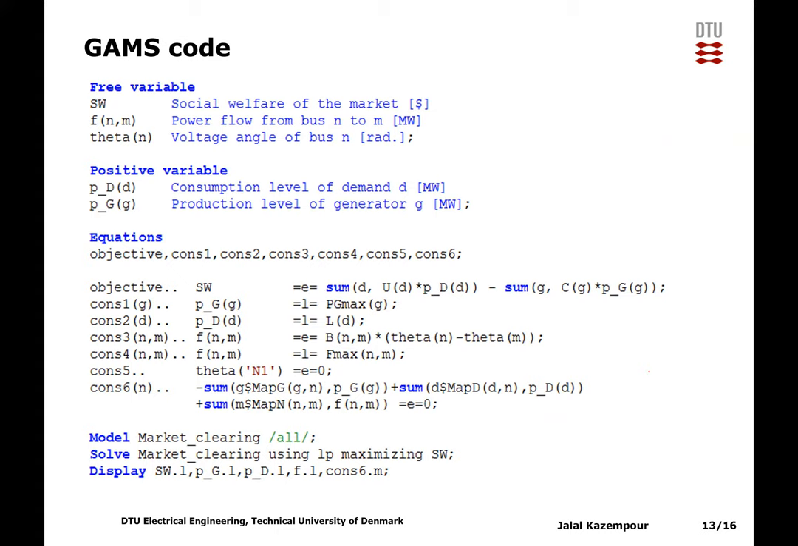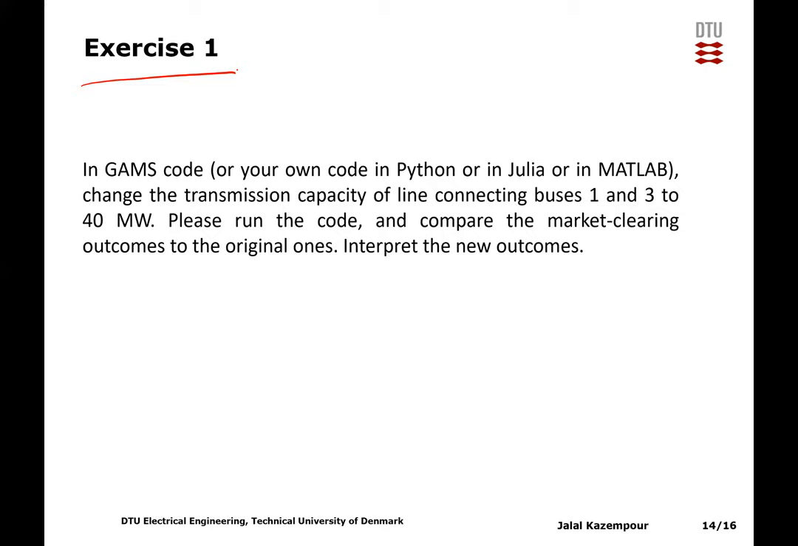The first exercise for tomorrow, the first session, is that in our example, the capacity of all transmission lines is 100. So for one of the lines connecting bus 1 to 3, reduce the capacity from 100 to 40 and run the code and compare the market clearing outcomes, meaning productions, consumptions, and prices, and try to interpret the new outcomes with the new capacity constraint. The value for the capacity constraint, which is 40 megawatt, is something that we will talk about tomorrow first.